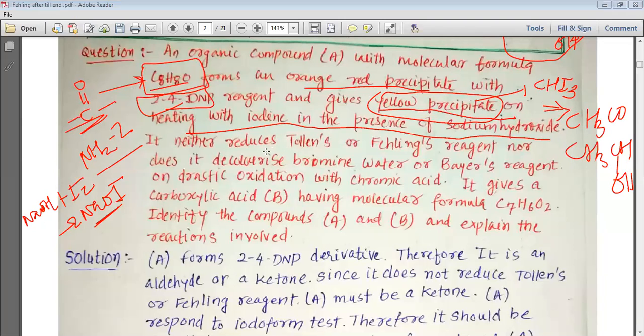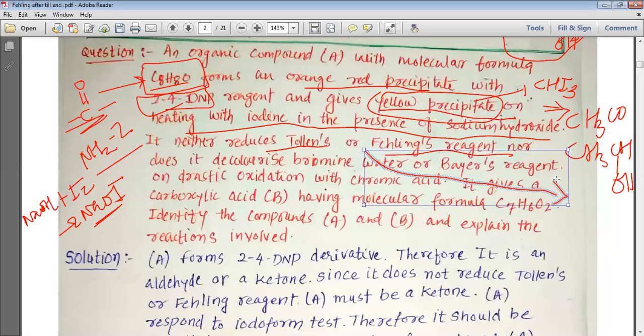It neither reduces Tollens' nor Fehling's reagent. That means it is not an aldehyde. Please remember, it simply says that the compound is not an aldehyde. The compound is not an aldehyde. That means it is a ketone.